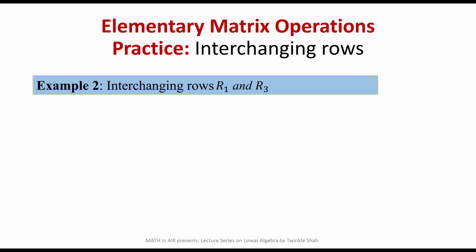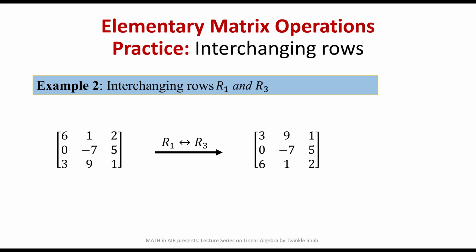Let's see another example. Interchanging rows R1 and R3. Here we have a 3 by 3 matrix. Let's write down the resulting matrix on the right. Here row 1 in the original matrix is copied to row 3 in the resulting matrix, and row 3 in the original matrix is copied to row 1 in the resulting matrix. Row 2 remains unchanged.